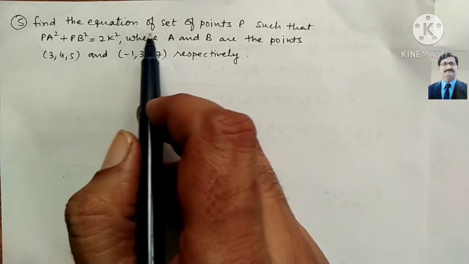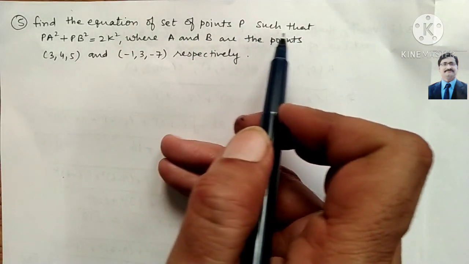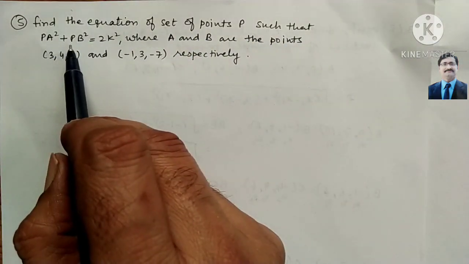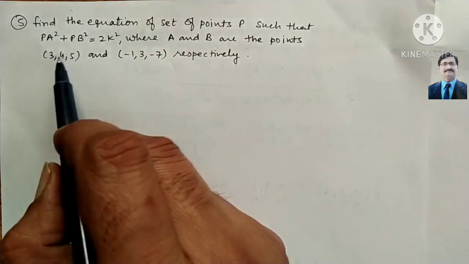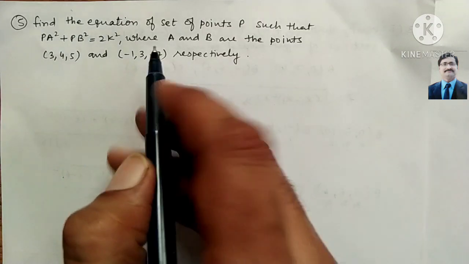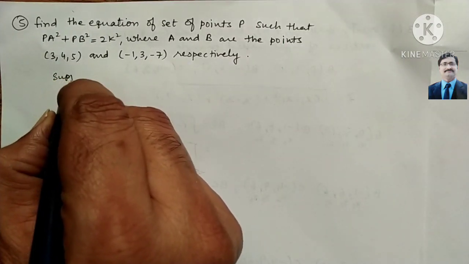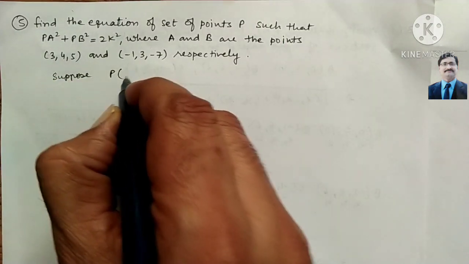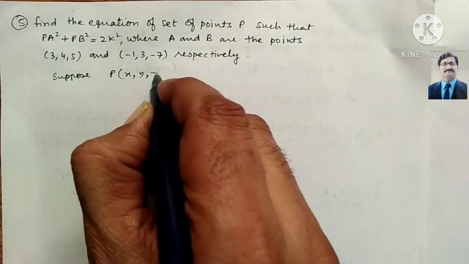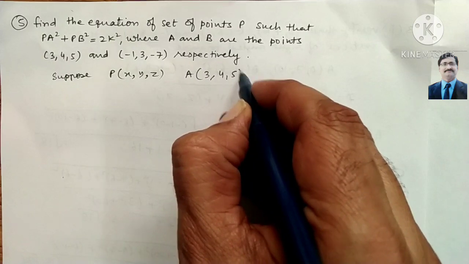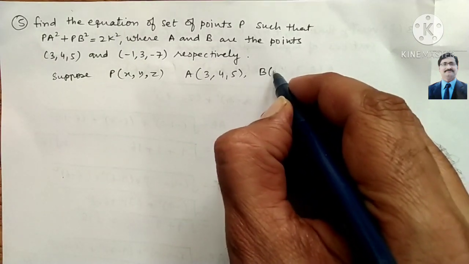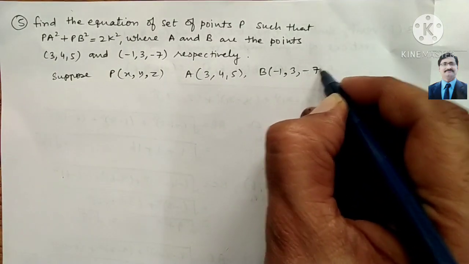Find the equation of the set of points P such that PA square plus PB square equal to 2K square, where A and B are the points. This is point A and this is point B. Here we will suppose the point P is (x, y, z), and point A is given to us as (3, 4, 5). Okay, and point B is given as (-1, 3, -7).